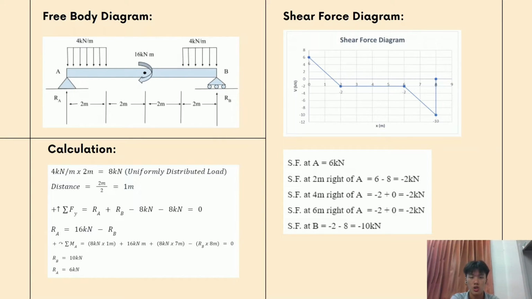After that, along the next 4 meters, there exist no forces. Thus, the shear force diagram will remain constant along these 4 meters. Lastly, the condition of shear force at point B is the same as point A. Thus, the shear force will drop again by 8 until -10, and lastly back to 0 because the value of RB is equal to 10 kN.